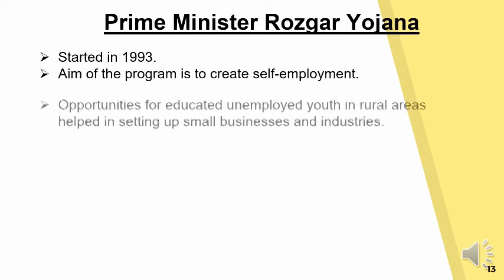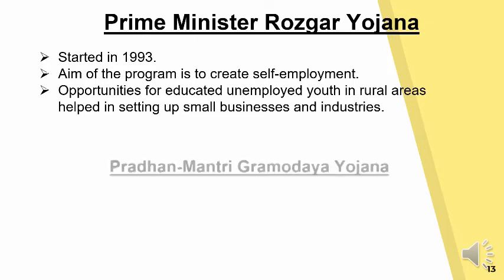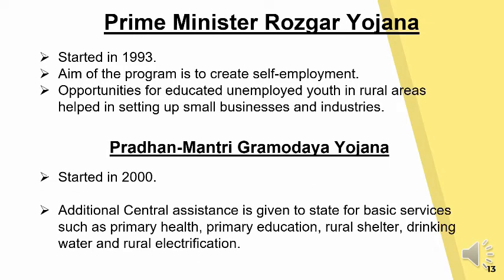Prime Minister Rozgar Yojana. It started in 1993. It focuses on creating self-employment. It encouraged educated youth in setting up small businesses and industries. Pradhan Mantri Gramodaya Yojana. It started in 2000. In this scheme, the emphasis was put on providing primary health, primary education, rural shelter, drinking water, and rural electrification in villages.